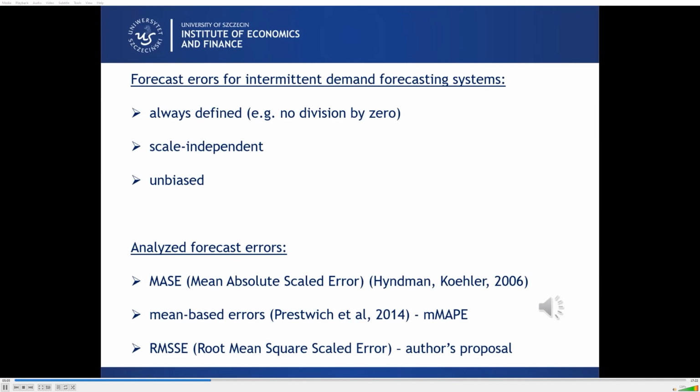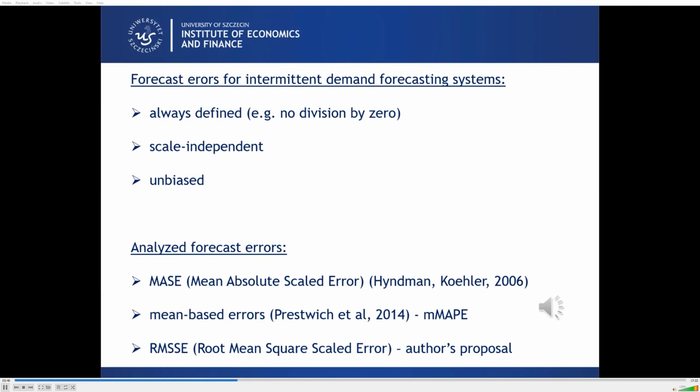The previous errors are very basic and are not useful for intermittent demand forecasting systems. Forecast errors for that kind of forecasting systems should have some features. They should always be defined for intermittent demand data. So, for example, division by 0 is excluded. They should be scale independent and also unbiased. The last feature is my suggestion.